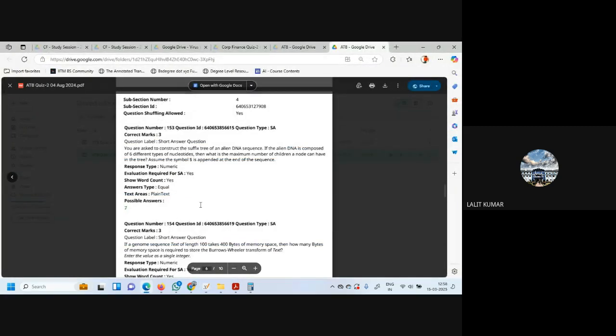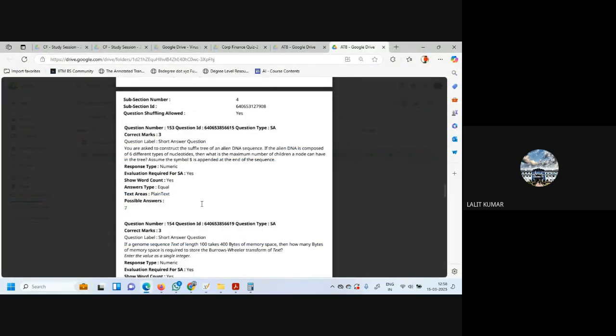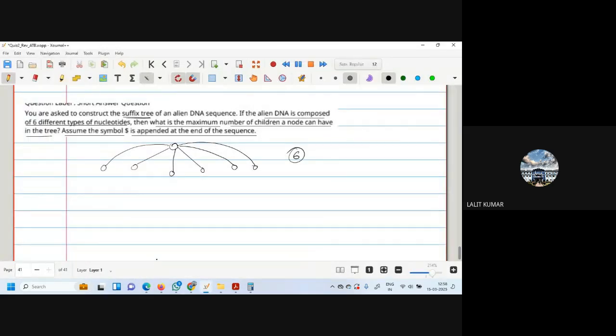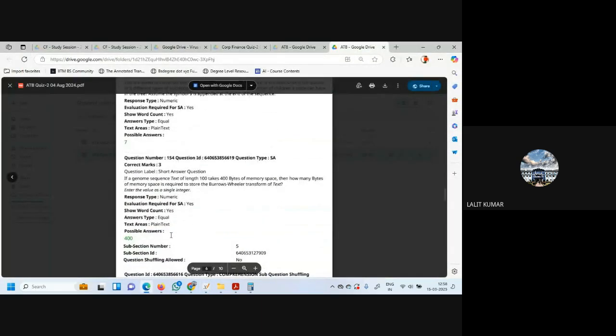They are saying 7. Assume the symbol star is appended at the end of the sequence. So they are considering that last dollar, which is there, that also they are considering. Otherwise, generally we don't do this. It is not done. They have just given it in this question. Okay. Now let's go to the next question.